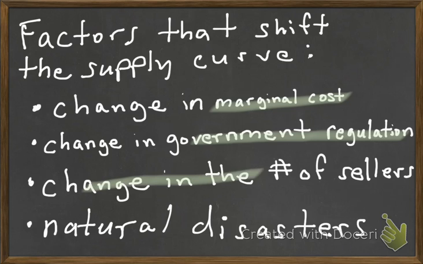The change in the number of sellers can also have an effect on supply. If a product seems profitable, it might attract new companies to join that market, so the supply would shift to the right and increase. Obviously, for natural disasters, that's a problem when you have a situation like a tornado that attacks your factory and destroys your production ability. So the supply of that particular product is going to decrease.